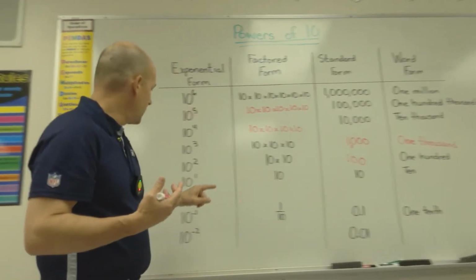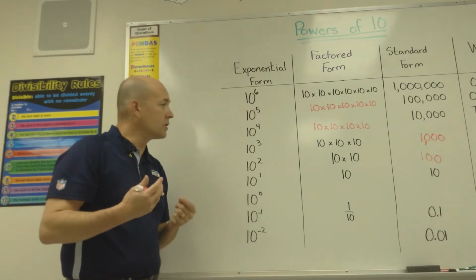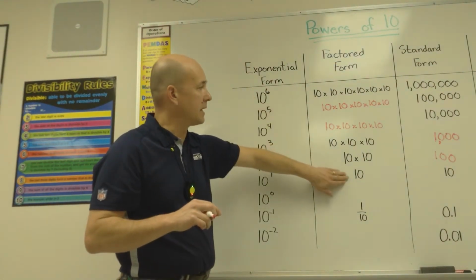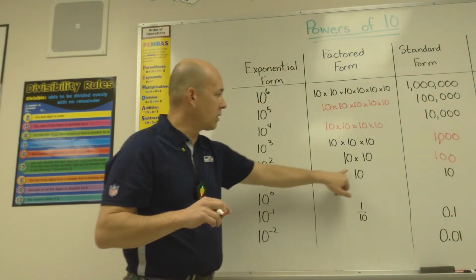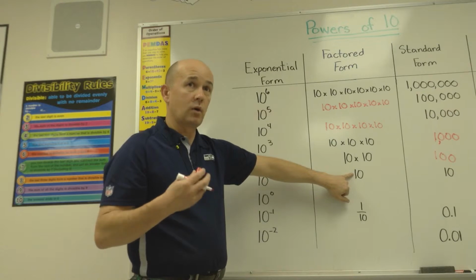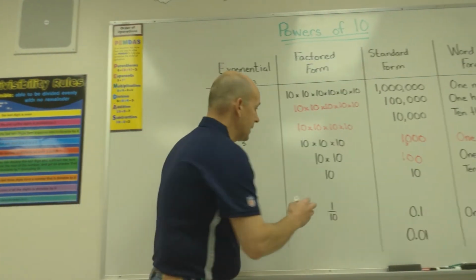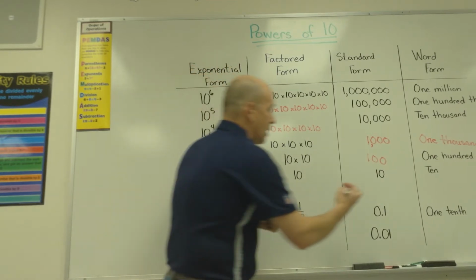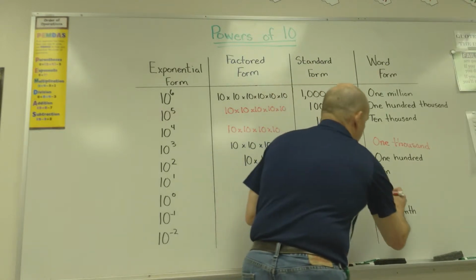This is where we get a little tricky though. If I have any number to the 0 power, 10 to the 0 power, well, you'll notice each time I'm dividing by 10. So when I get 10 to the 0 power, I'm going to take the previous one, 10 to the 1st power, and divide it by 10. Well, 10 divided by 10, there is no factored form for that because there's no 10s there. But any number to the 0 power is going to equal 1.